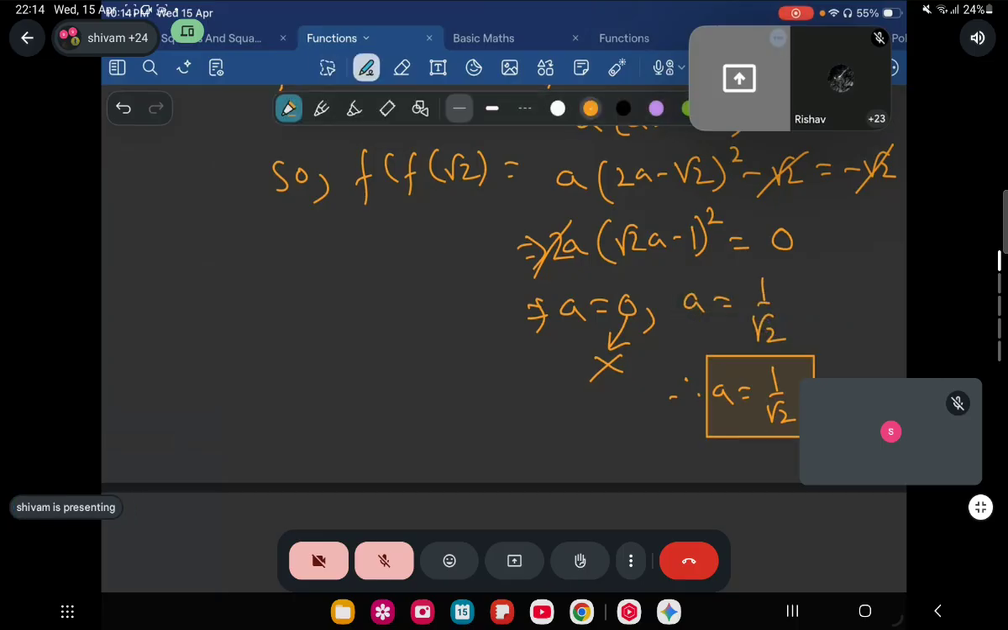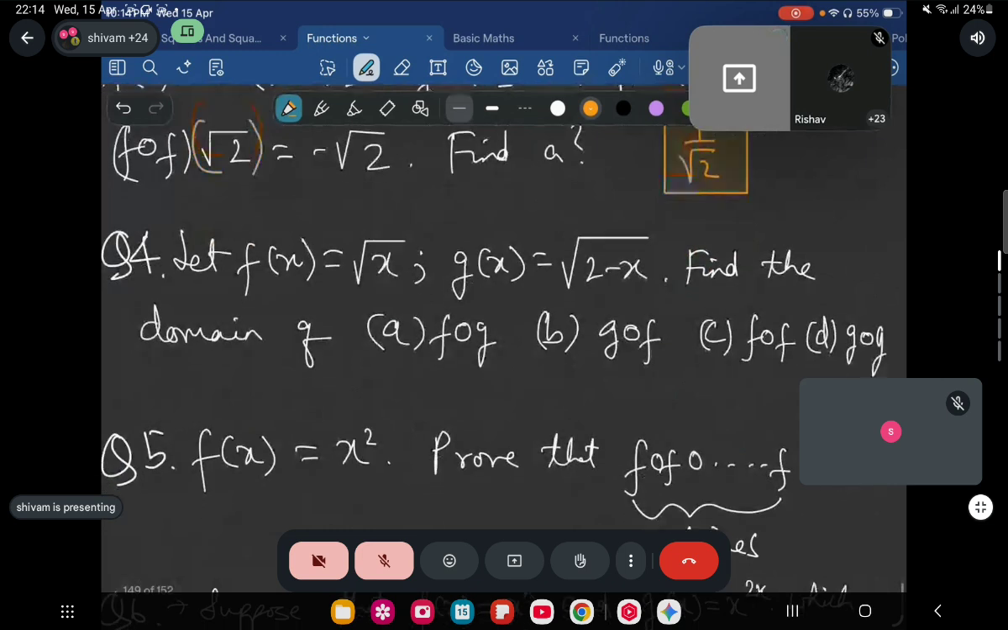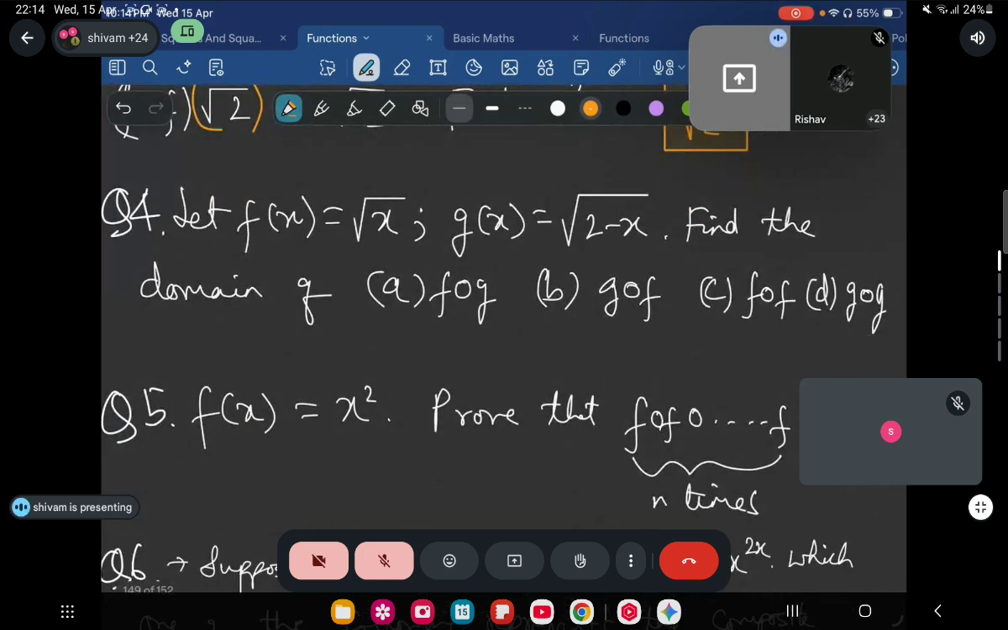Next. Next one is f of x is equal to root over x, g of x equal to root over 2 minus x. You need to find out the domain of f of g. Domain of f of g is less than or equal to 4. Sorry, g of f will be less than or equal to 2 first, next one is less than or equal to 4. f of f will be 0 comma infinity, closed open. And lastly, minus 2 to 2, closed.